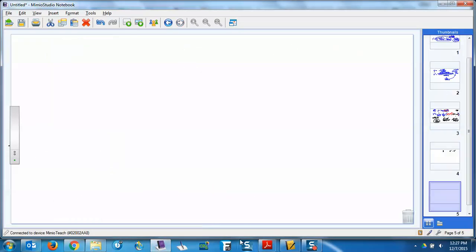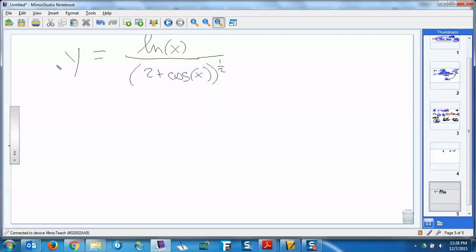Okay, so I've added that one as a third website you can go to. All right, has anybody got one on page 195 or off of the website that they tried or wanted to ask about? 27 in the book? All right, okay. So y equals a fraction: natural log over the square root of 2 plus cosine x. Okay, so this is number 27 in the book.